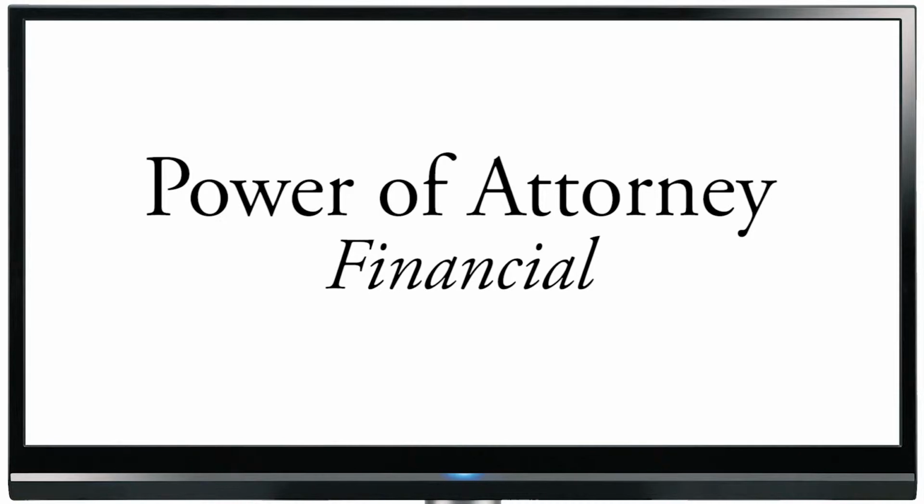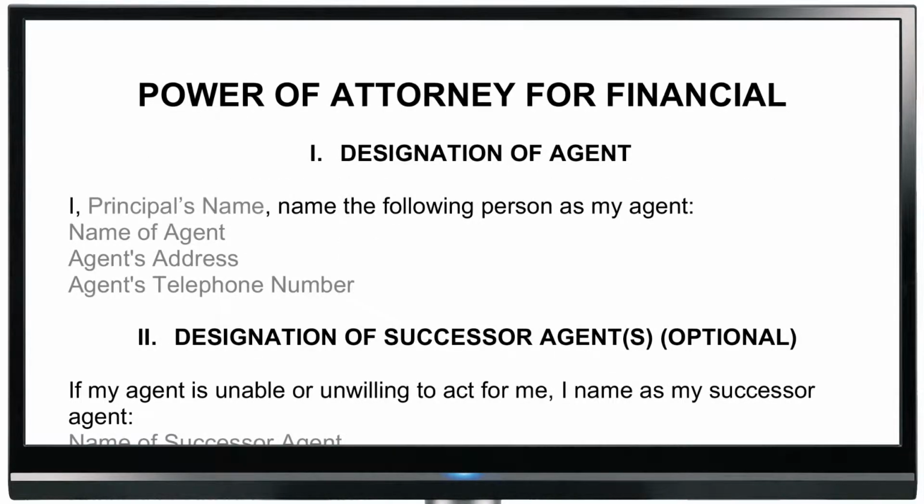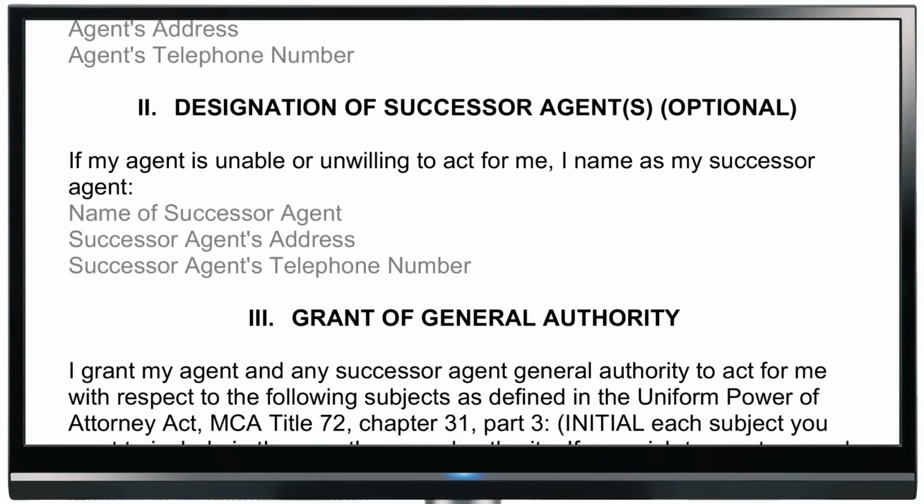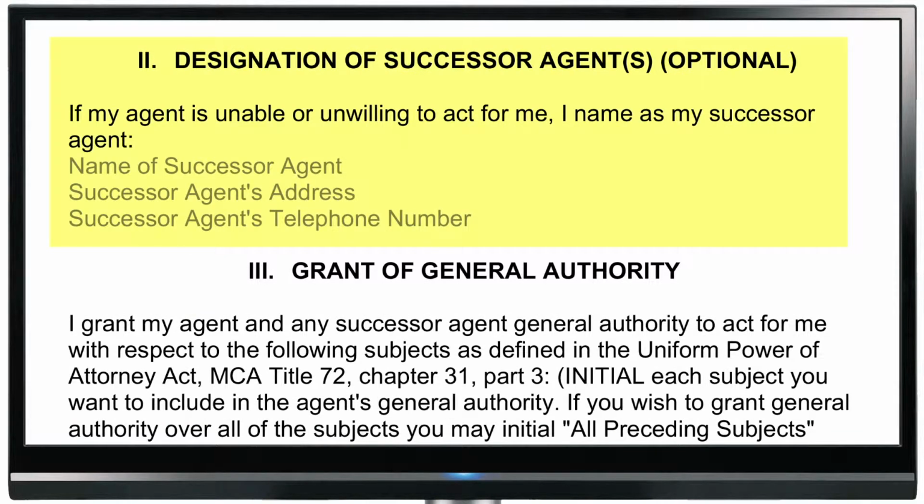Financial power of attorney. Here's what a financial power of attorney looks like. A successor agent is always recommended. If one isn't used, that section can be deleted. Please note that agents can always resign.